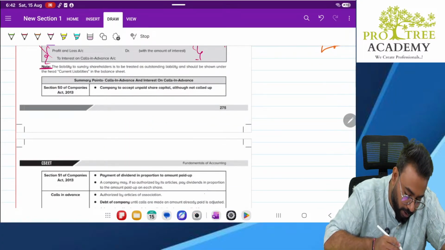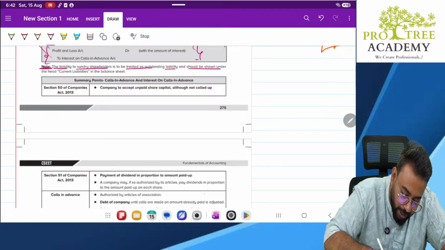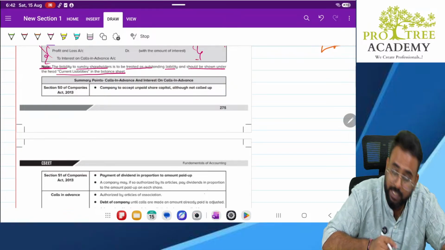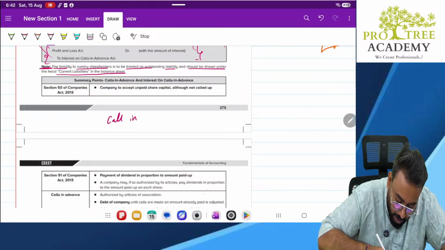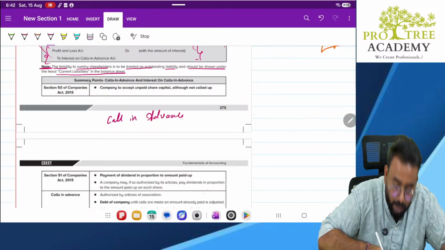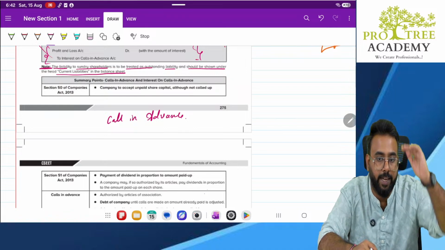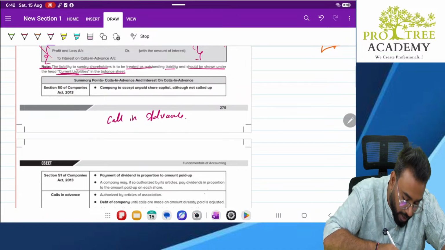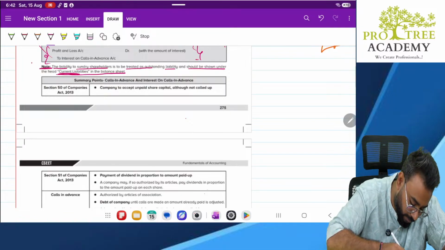And where will it be shown? The calls in advance, the liability to sundry shareholders, is to be treated as an outstanding liability and should be shown under current liabilities in the balance sheet. So calls in advance will not be shown under share capital. It will be shown under current liabilities. Careful, please note it. Make a note of it.